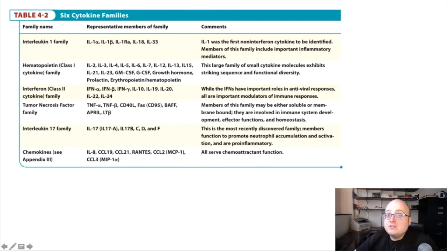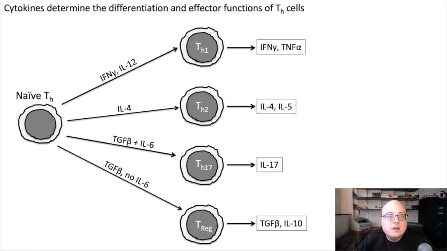Okay, so we've introduced the 6 families of cytokines. What are some of the things that cytokines do? We'll just talk about a couple of examples in this lecture, again, as general principles of cytokine signaling. A major thing that cytokines do are determine both differentiation and the effector function of immune cells. And so T helper cells are a really great example of that. So we'll focus on them on this slide.